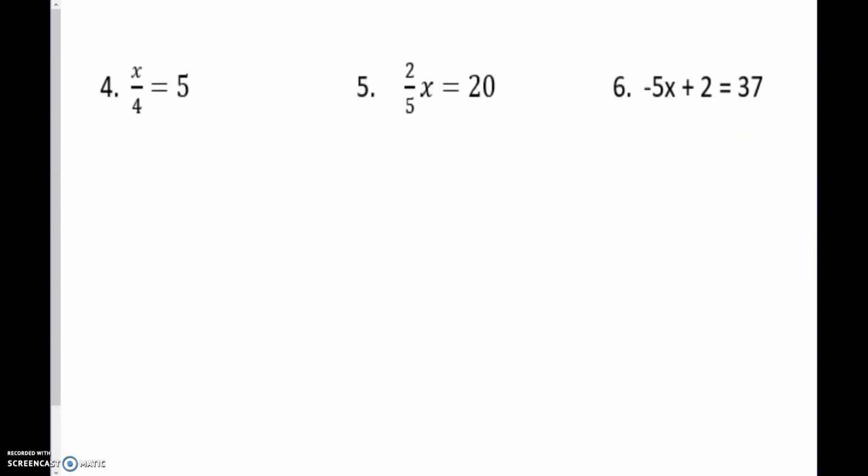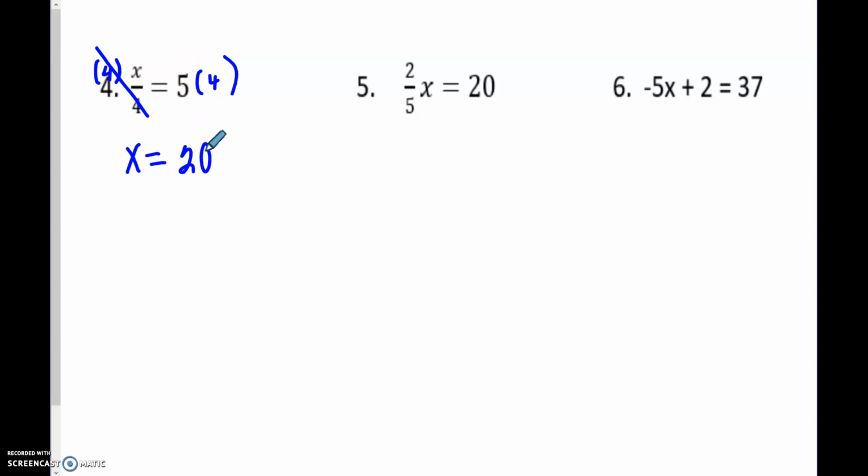All right, number 4, let's read what this says. By the x, you always want to start and focus on the numbers by the x. X divided by 4. And the opposite of dividing by 4 is multiplying by 4. So these 4's become 1x, and remember 1x is the same thing as just x. And 5 times 4 is 20.